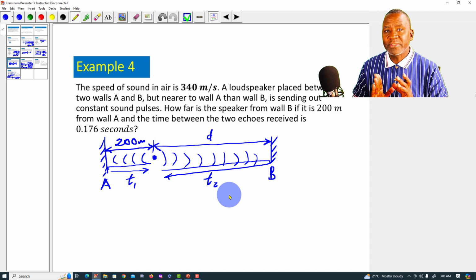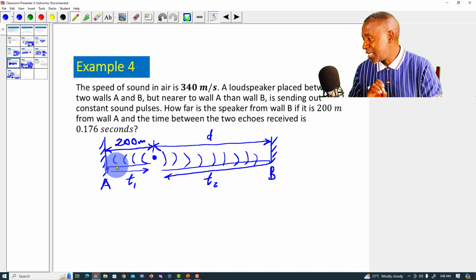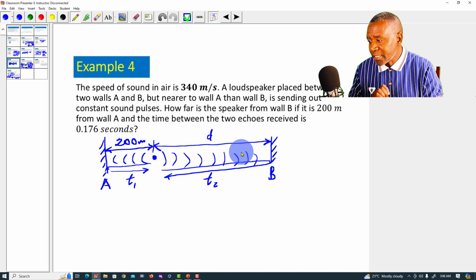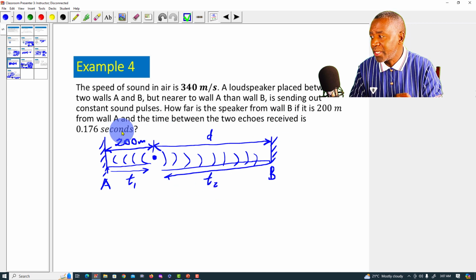These two times are going to be different because the distances are not the same. So it takes a shorter time for that wave to cover this short distance, and here it takes a longer time. Now it is the difference between the two T's that is given. Look at the question. The time between the two echoes received is 0.176 seconds.